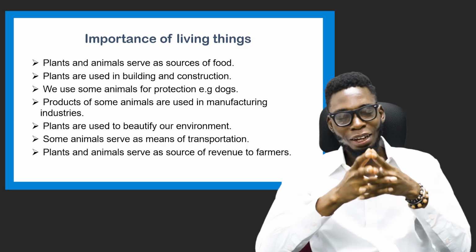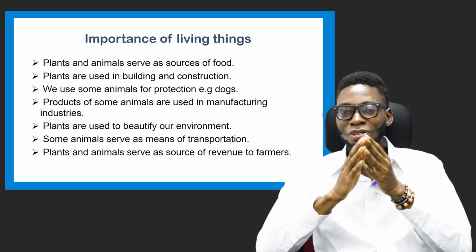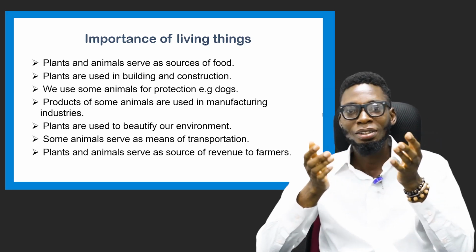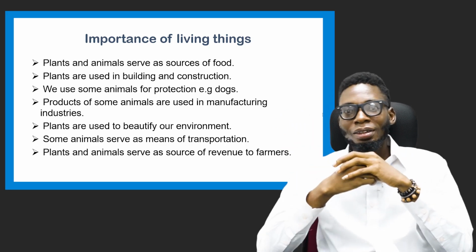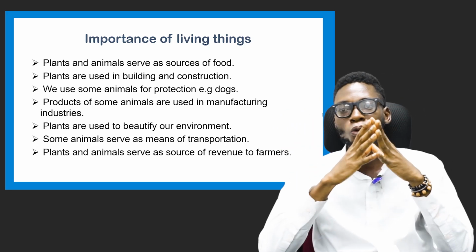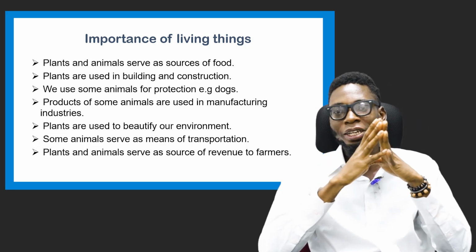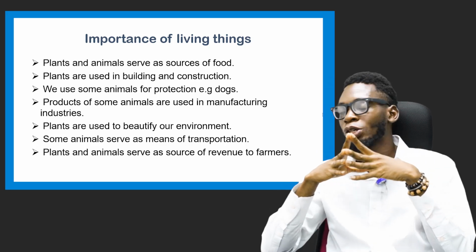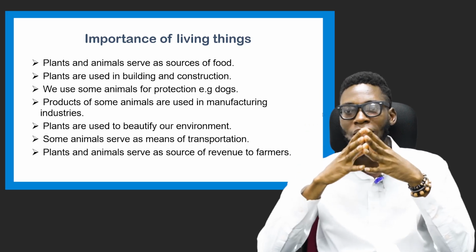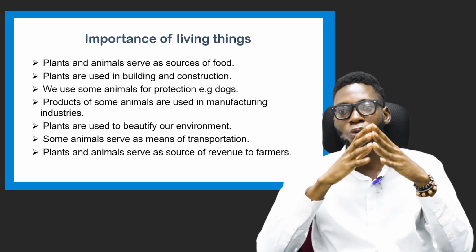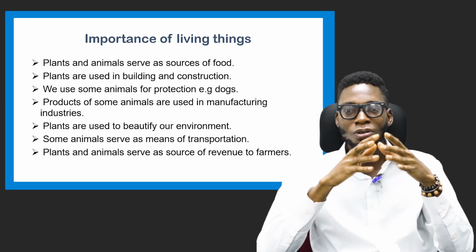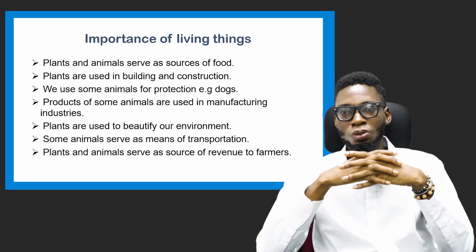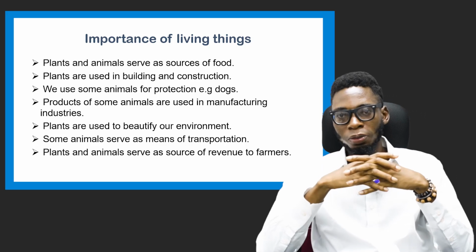Plants, of course, if I ask you to mention some plants that you use as food, of course, there are a lot of them. We actually feed on plants. Now, we also get wood from plants, which we can use for building and construction. There are some animals which serve as protection for man and his properties. An example is the dog. Security dogs are used to offer protection to man and his properties.